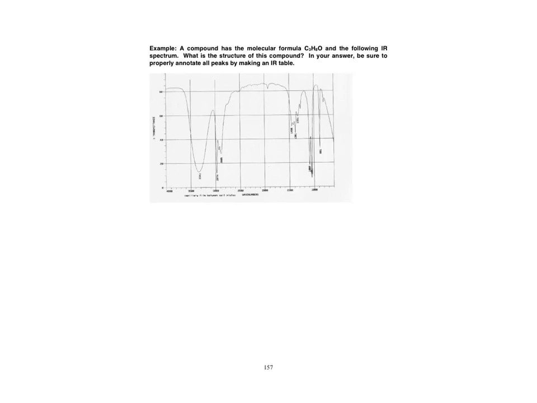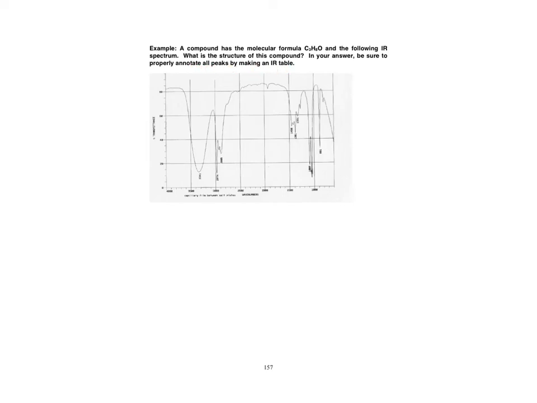Here's a real IR obtained in the lab, and you're going to solve the mystery structure. You're given some information. Always read the problem and assume that there might be a good clue in there. Compound has the formula C3H8O and the following IR. What's the structure? Annotate all the peaks by making an IR table.